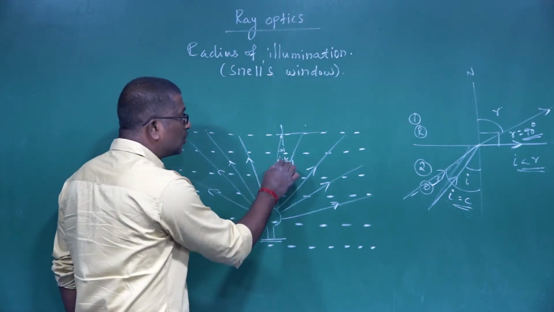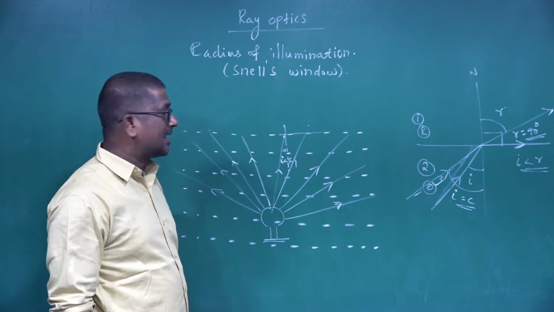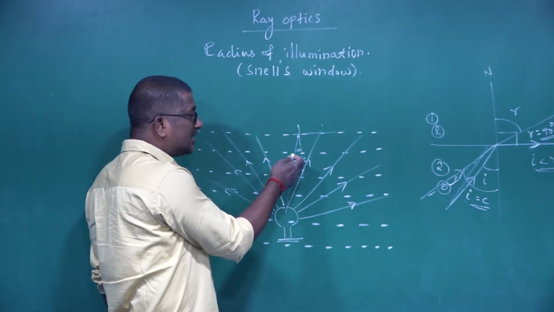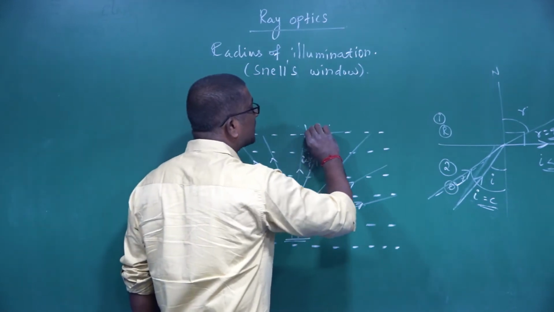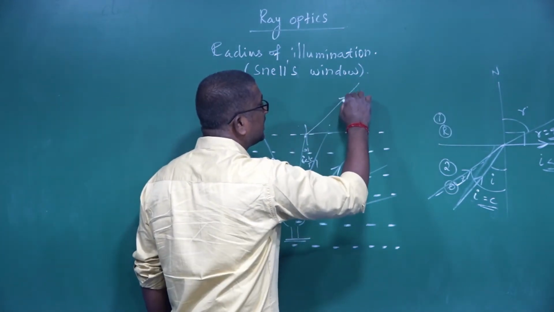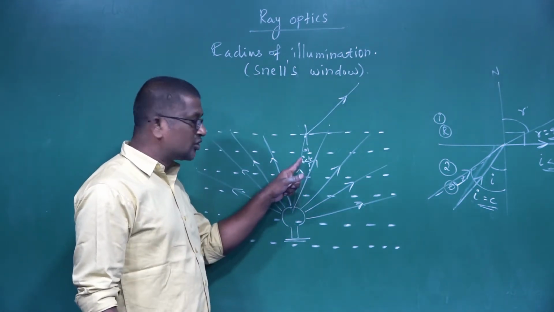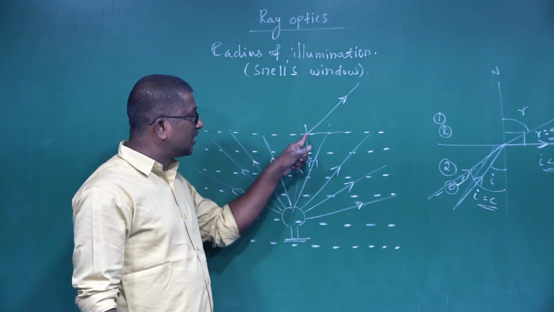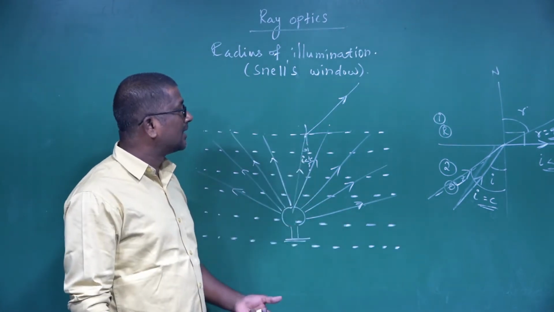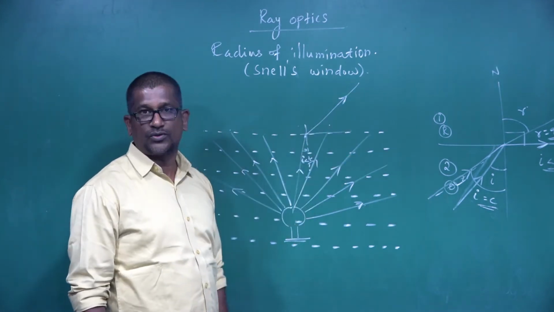Here, one of the rays of light from the source strikes the surface of the water, whose angle of incidence is less than the critical angle. If the angle of incidence is less than the critical angle, the ray gets refracted and emerges from the surface of the water. So there is refraction, and the light emerges out from the surface.